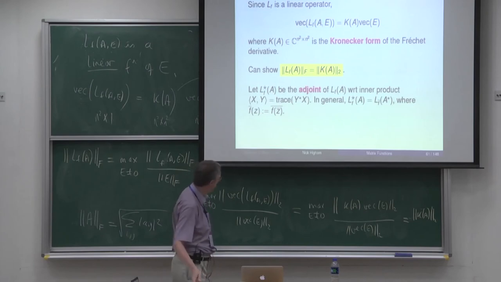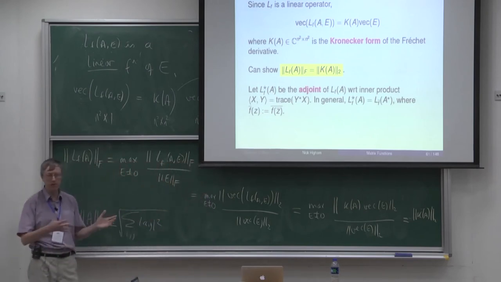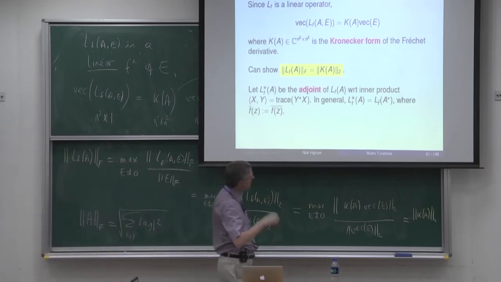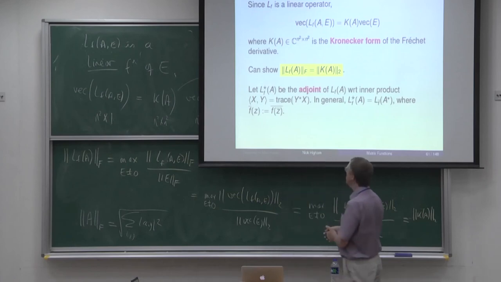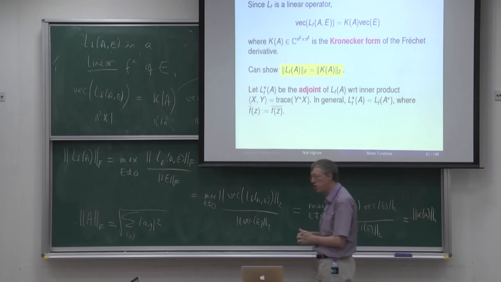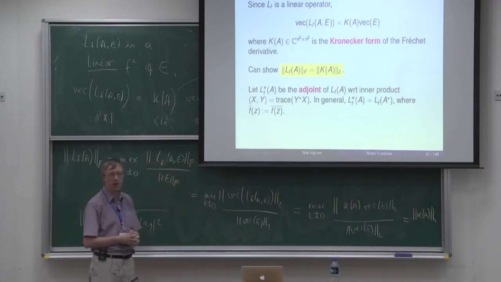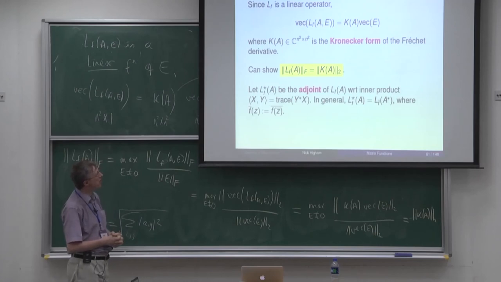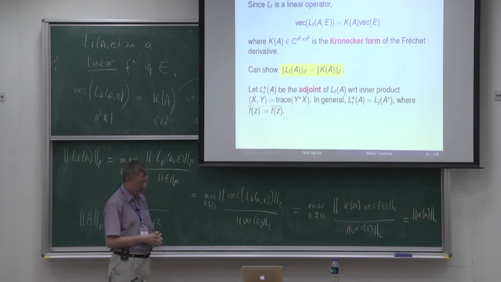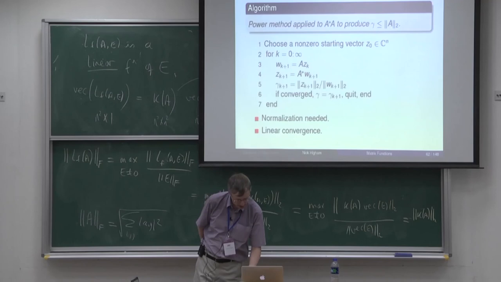So it's just a question of knowing when to flip between the vec space and the unvec space. And the significance of that is that now we have a matrix problem. So K of A is just a matrix; it's not an operator. So we can think of methods that we know for estimating matrix norms. And in particular, we're going to use the power method. I'll just come back to the bottom part of that slide in a minute.